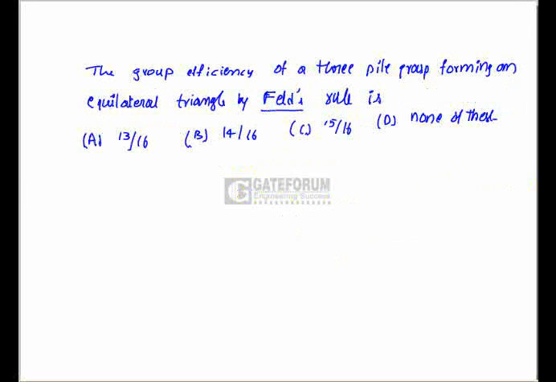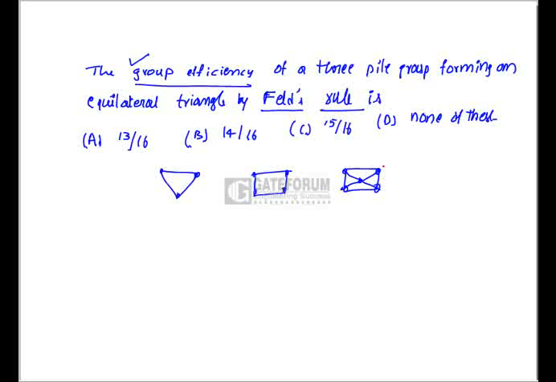The Feld's rule is going to give the group efficiency of a pile group. It has been proposed for four different cases. One is an equilateral triangle with 3 piles. One is a square with 4 piles. One is with 5 piles, one at the center. Here the question is for a 3 pile group forming an equilateral triangle. By using Feld's rule, the efficiency is going to be 14 by 16. So option B is correct.